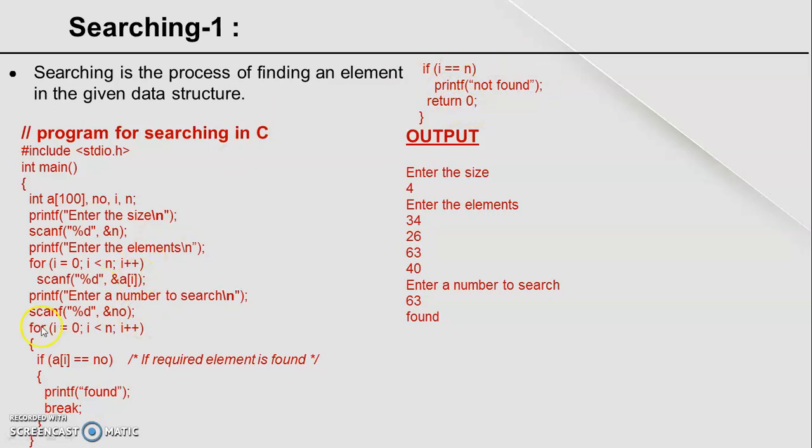It is obviously true that if after traversing the array from 0 to n minus 1, the condition a of i equal to number does not match anywhere, then definitely at the end i will become n. So this is the condition for checking whether our loop has been exhausted or not. If our loop has been exhausted and the match was not true, then at the end we will display the message printf not found. Over here 63 was present, so we are getting the found message.